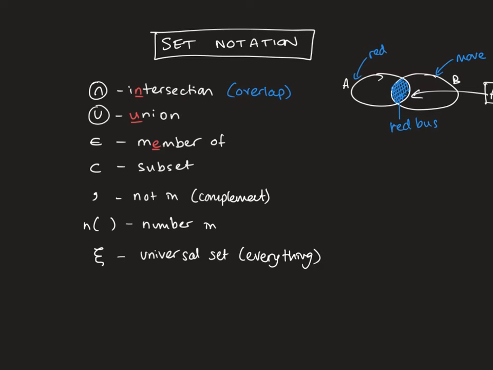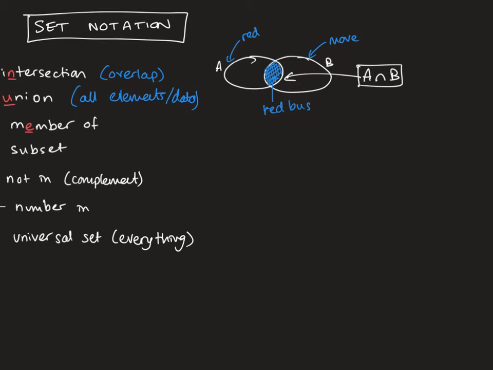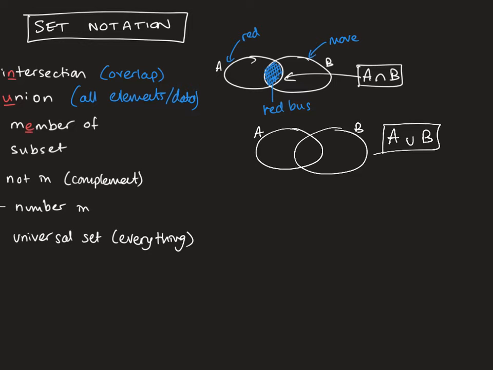The next one is the union. This is all elements within a set, or all the data within a set. So let me give you an example. Say I have a Venn diagram like this, and this was A and this was B. A union B. Just like the Union Jack is the flag that shows the union of the United Kingdom, it's everything. It includes everything within there. So the union here would be everything that would be within that.